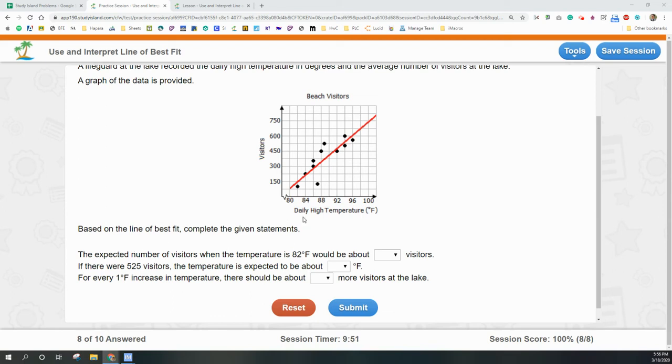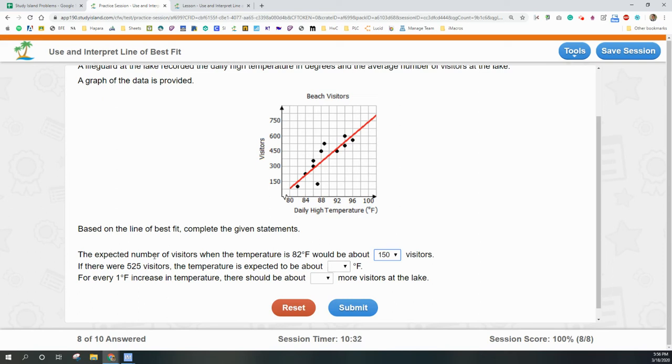So all we have to do to get the answer to that question is follow our line of best fit through 82 degrees. Now here's 80 degrees, here's 84 degrees, so 82 degrees is obviously right between them. If I find where the line intersects that mark, 82 degrees, I see over 150 visitors on the y-axis. So 150 visitors corresponds to 82 degrees. Again, 82 degrees down here because the x-axis is measuring degrees. So 150, there it is. Next, if there were 525 visitors, the temperature is expected to be about what?